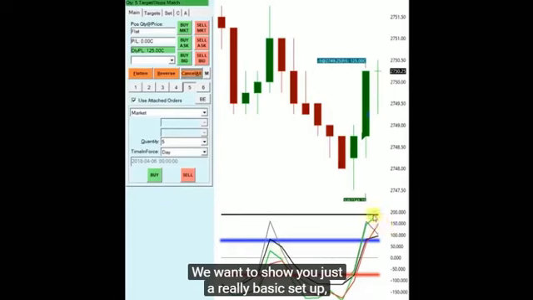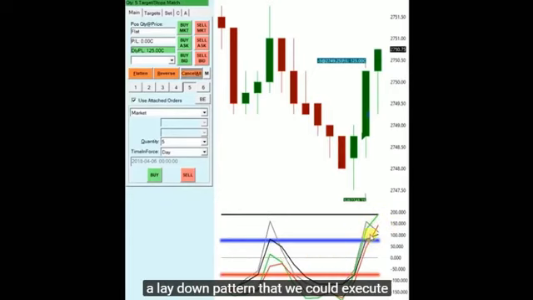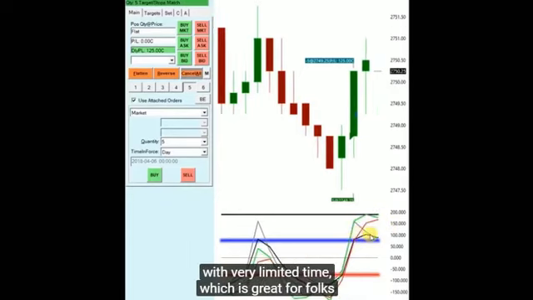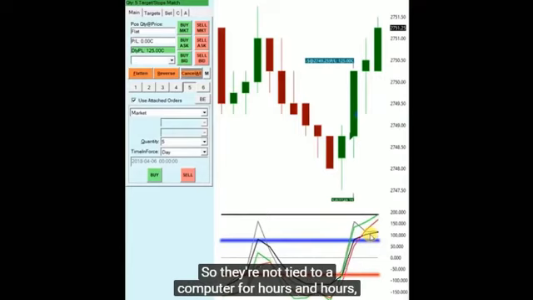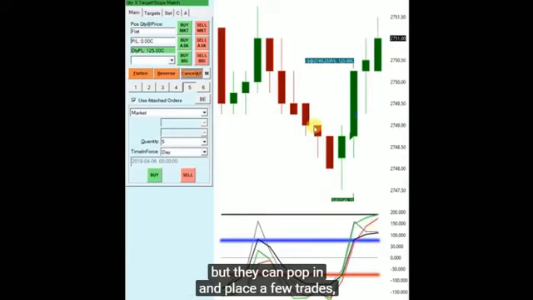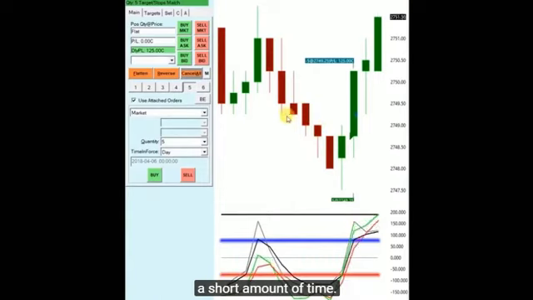We want to show you just a really basic setup, a lay down pattern that we could execute with very limited time, which is great for folks that are just getting started in the market and learning how to leverage themselves properly so that they're not tied to a computer for hours and hours, but they can pop in and place a few trades and make something significant within a short amount of time.